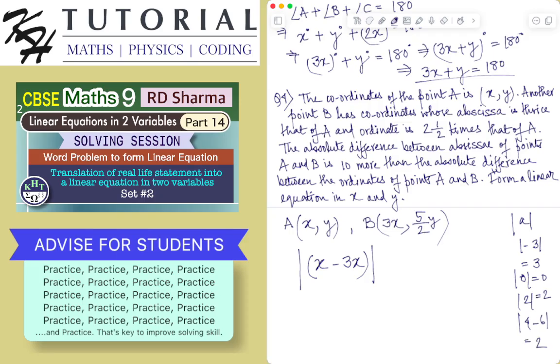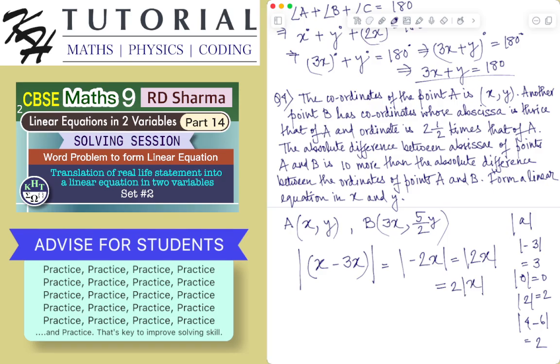So the absolute difference between abscissa of points A and B is modulus of x minus 3x, which is modulus of minus 2x. Now modulus of minus 2x, if there is a negative sign inside the modulus operator, then you can ignore the negative sign. This will be modulus of 2x. And you can bring out any constant from the modulus, any constant outside. That is, this will be 2 into mod x.